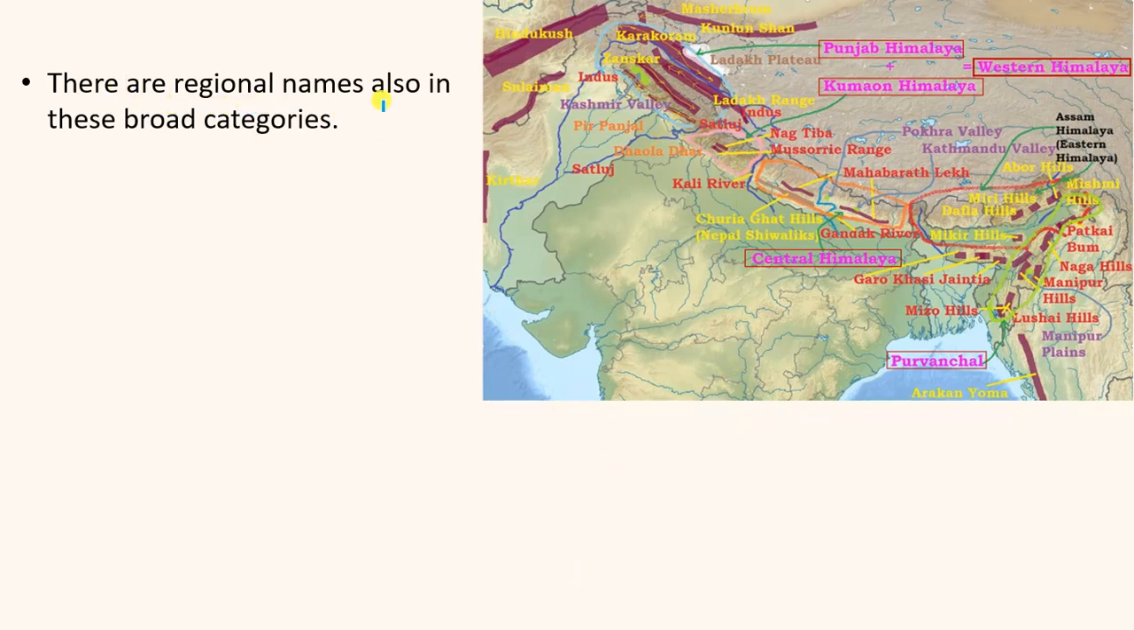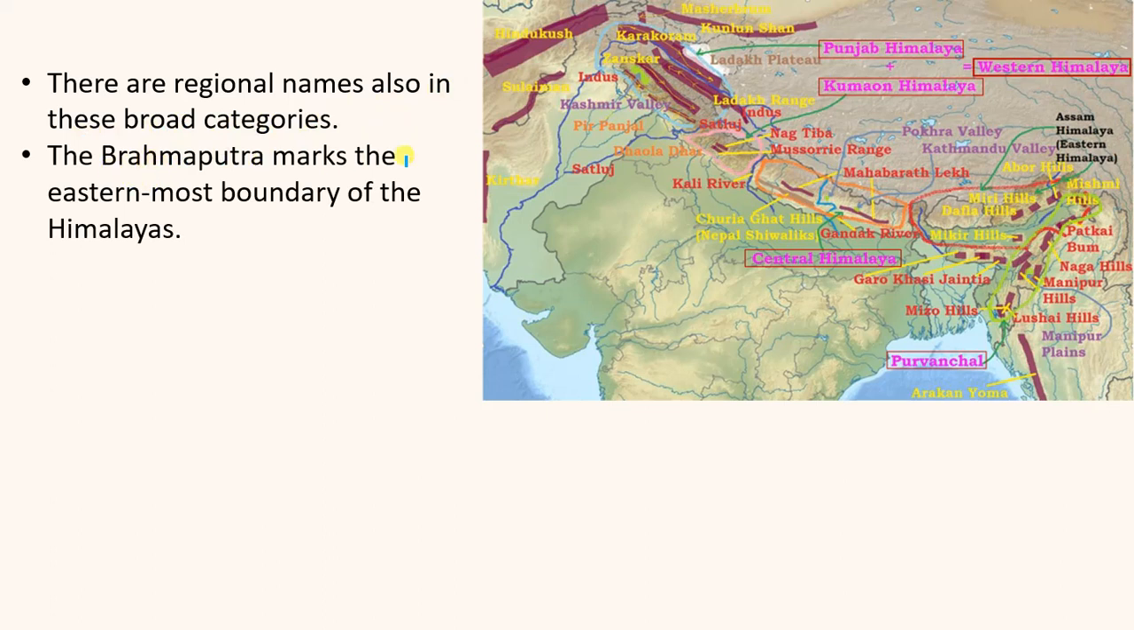There are regional names also within these broad categories. The Brahmaputra marks the easternmost boundary of the Himalayas, as this Brahmaputra originates from the Mansarovar region and after covering a large distance outside India, enters India from Arunachal Pradesh, from here.